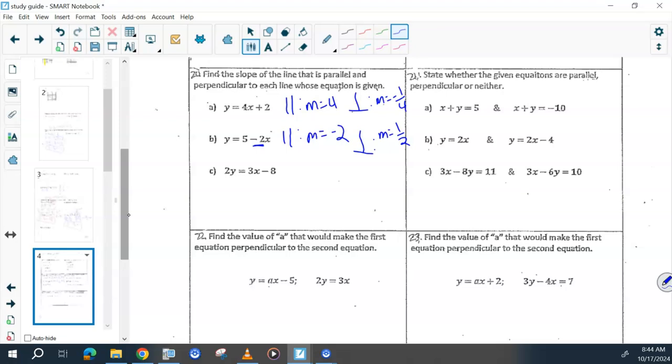Not add 2. Divide by 2. And now that we have our equation, now we can talk about parallel and perpendicular. So the parallel slope would be 3 over 2. And the perpendicular slope would be negative 2/3. So we have to remember that parallel lines have the same slope and perpendicular lines have negative reciprocal slopes.